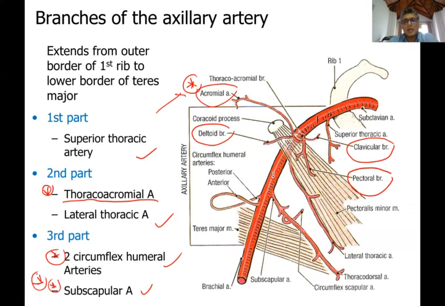Okay, so here is your subscapular artery. This is your subscapular artery with its two branches, the circumflex scapular artery and the thoracodorsal artery. Here the circumflex scapular one is the most important one for the anastomosis.